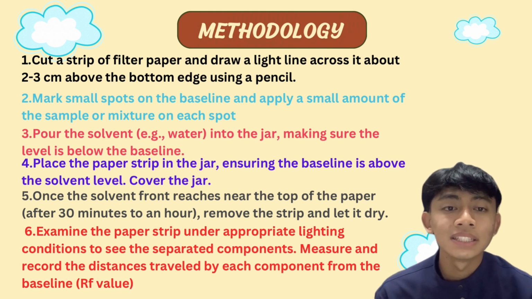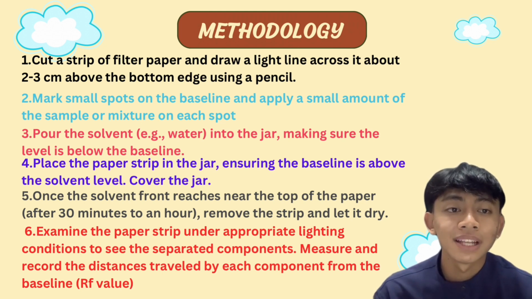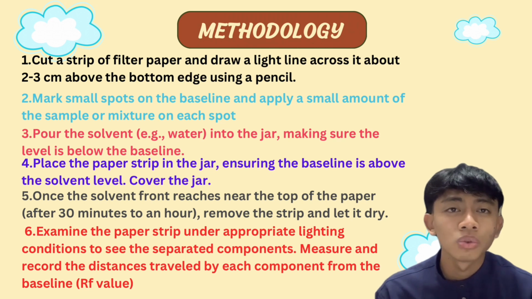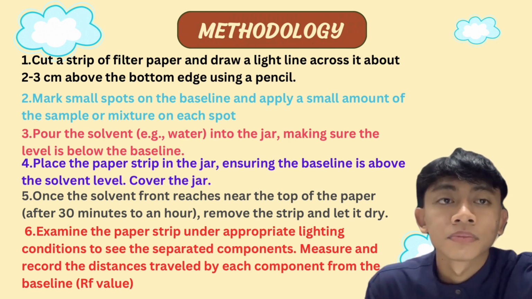Fourth, place the paper strip in the jar, ensuring the baseline is above the solvent, and cover the jar. Fifth, once the solvent reaches near the top of the paper after 30 minutes to an hour, remove the strip and let it dry. Lastly, examine the paper strip under appropriate lighting conditions to see the separated components. Measure and record the distance traveled by each component from the baseline, its RF value.